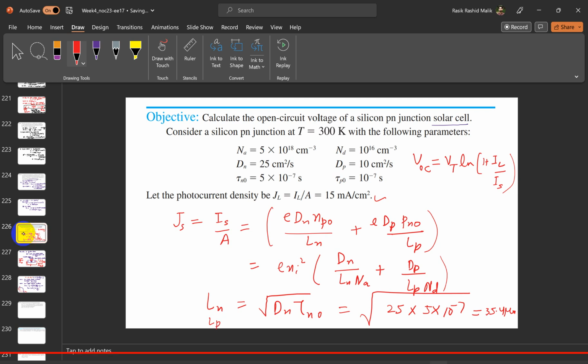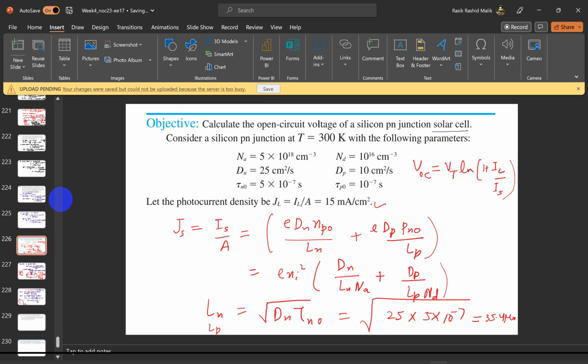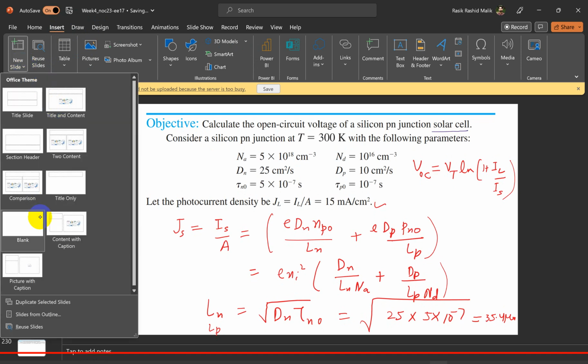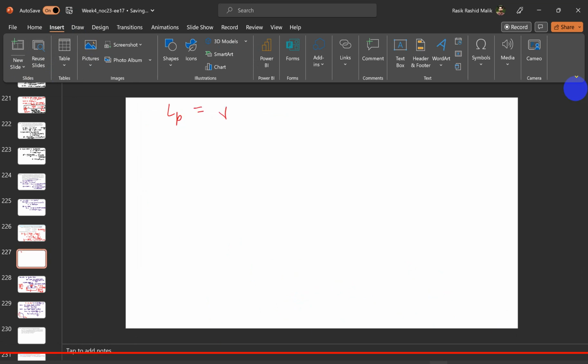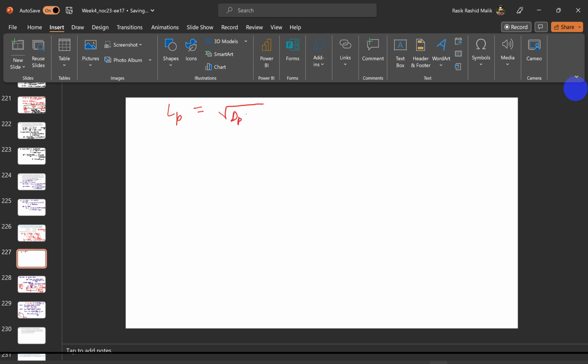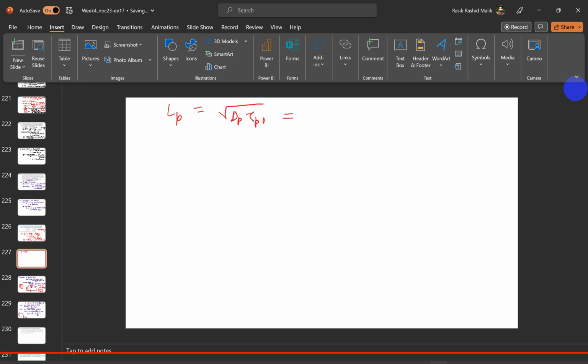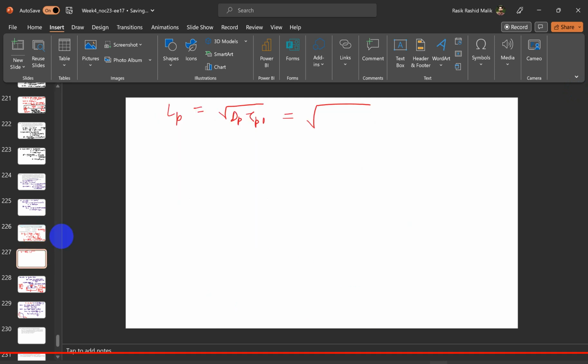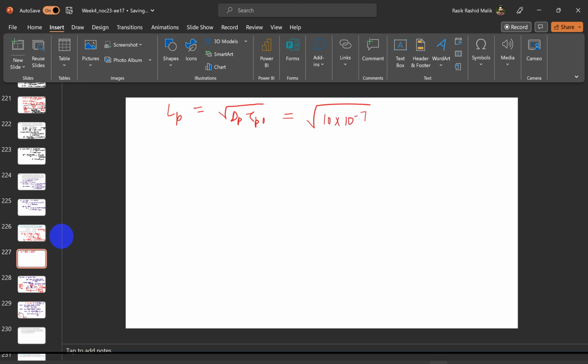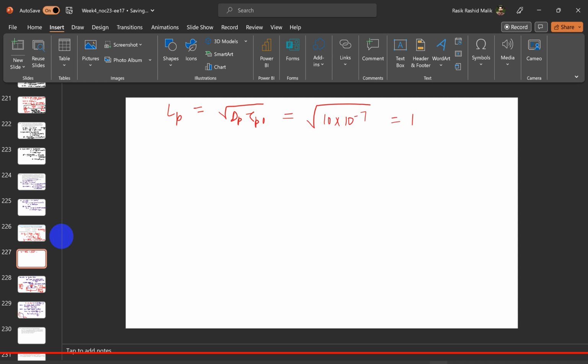Let me go to the new slide. So Lp will be simply, as we calculated Ln, the square root of Dp tau p0, and we have already values for Dp and tau p0 given in the question, 10 and 10 power minus 7. So that is equal to 10 micrometer.